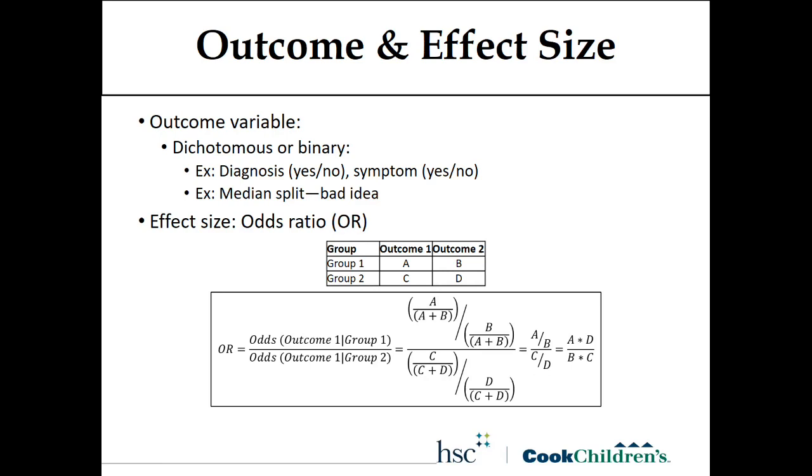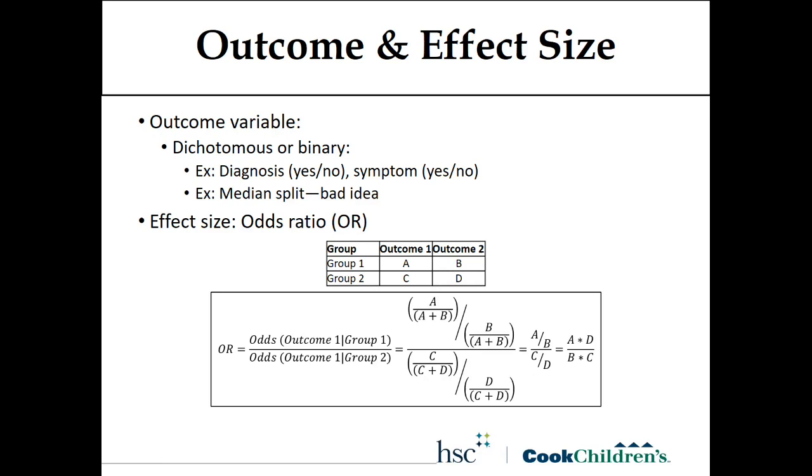So still in group 1, but the probability of it being outcome 2, which is B divided by A plus B. Those two sets of fractions in the numerator are going to be the odds of being outcome 1 given that you're in group 1. You divide that by the odds of being outcome 1 given that you're in group 2, and similar logic applies there. Those denominators, A plus B and C plus D, cancel out, leaving you with A divided by B divided by C divided by D.